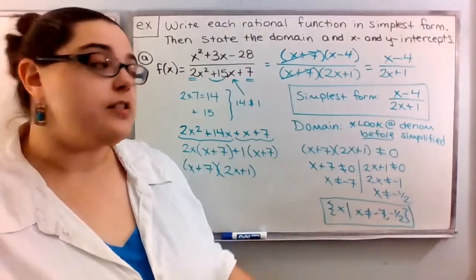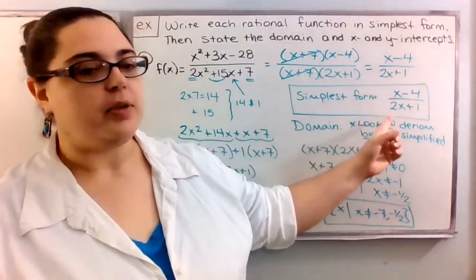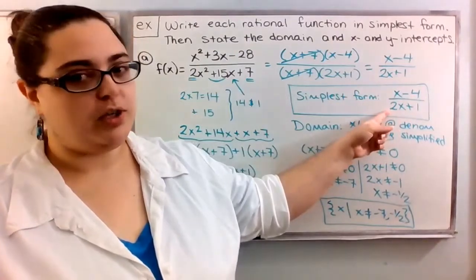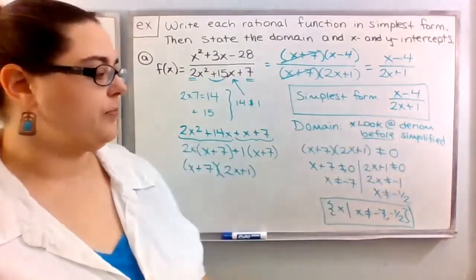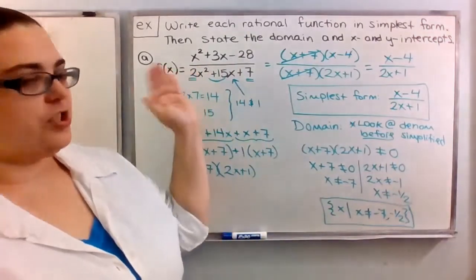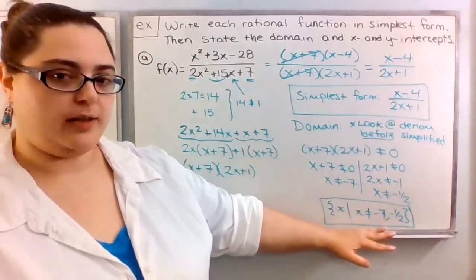This is different than the domain if we had just started here. Because if we had just started here, 7 would be no problem. Negative 1/2 is still a problem, but negative 7 is a problem in our original function. So we have to make sure we account for that in our domain.